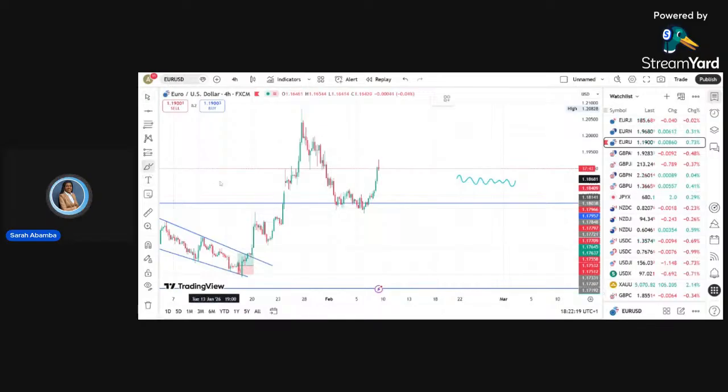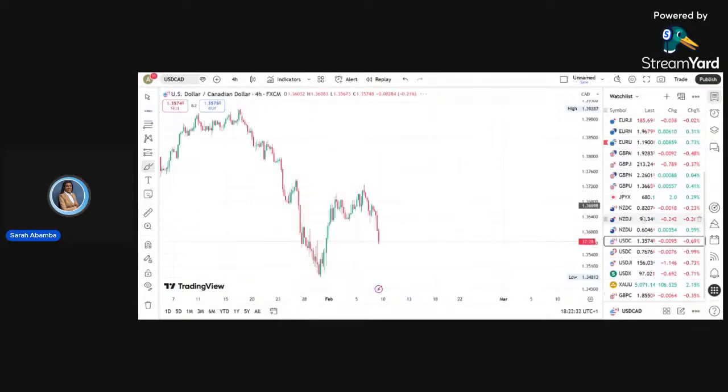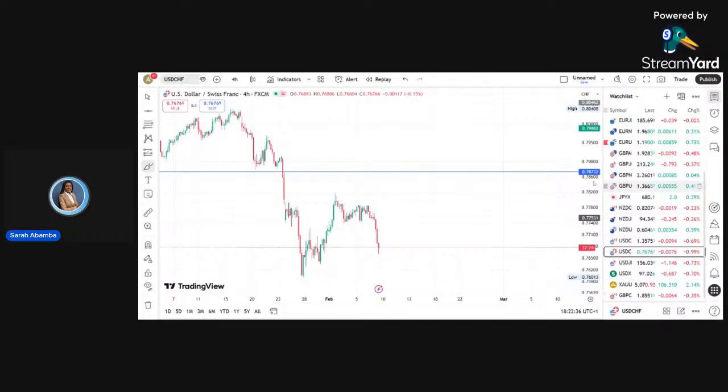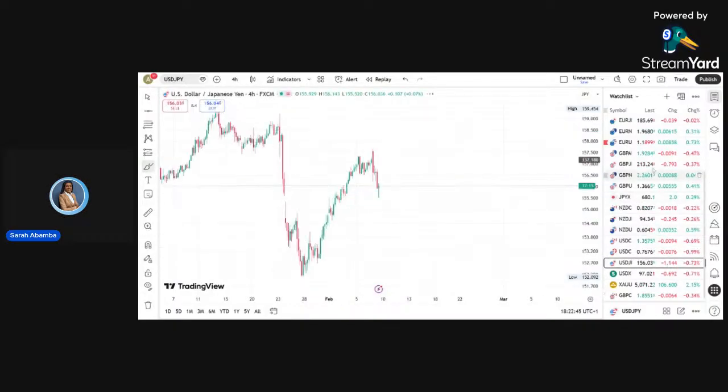You just stay outside. So this is an example of a shopping market. There's no clear direction. It's just going back and forth, just dancing in one spot. That is a shopping market. I'm looking for other examples. Okay, something like this is a shopping market. No clear direction, so you just stay away. Don't trade.